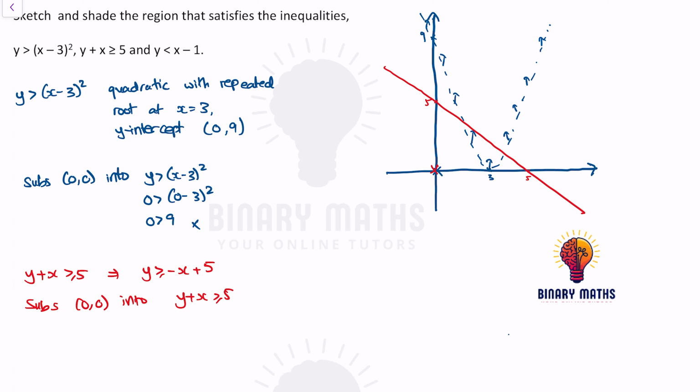Substitute the origin into the inequality. Is 0 plus 0 greater than or equal to 5? Is that statement true? Nope. Which means you don't want the origin. The origin's not in the region, so it must be this part.